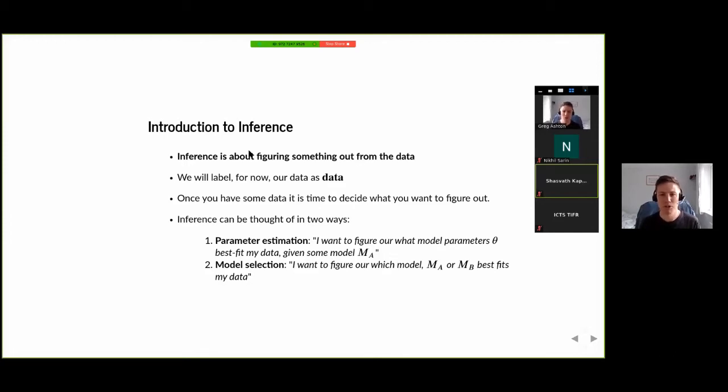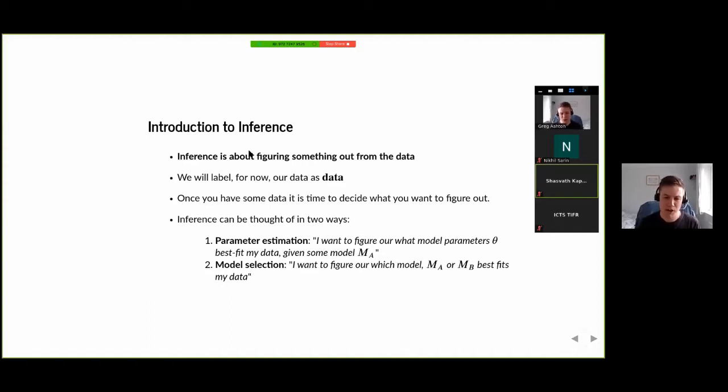You can say, what's the best fit mass? What's the best fit spin? And so on and so forth. And what's the distance? How far away was it? Those sorts of questions are what I refer to as parameter estimation. So you're figuring out the parameters from the data.